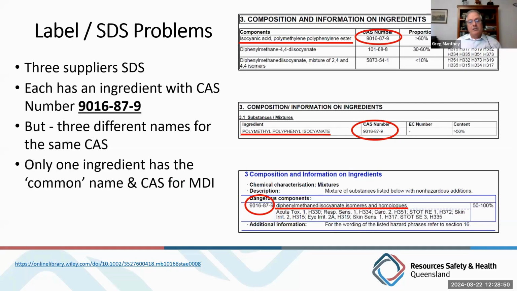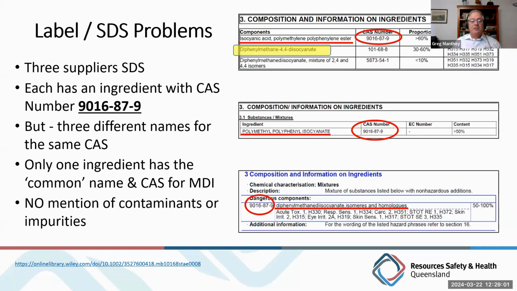Only one ingredient on any of the safety data sheets included the common name for 4,4-MDI and the CAS number. But there was no mention on any of those SDS of the contaminants or impurities. So this is intended to give you an idea of the potential complexity of the chemical and the lack of information that you might find on labels and SDS about what might be in the chemical. There's a link at the bottom of this particular slide to the Wiley online library that lists 18 different synonyms for MDI. So it's more complicated than what's just on that screen.